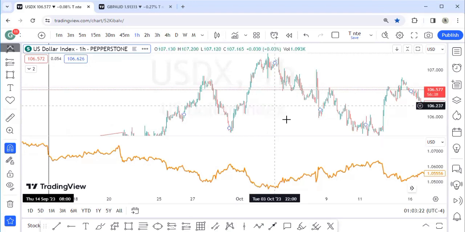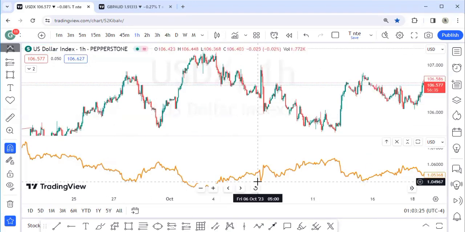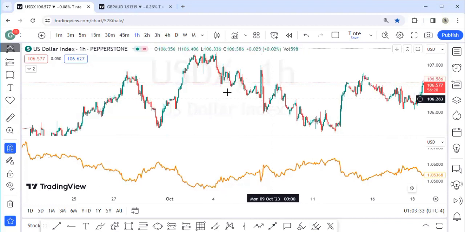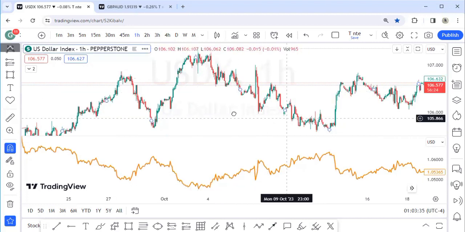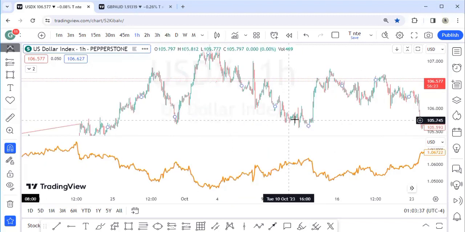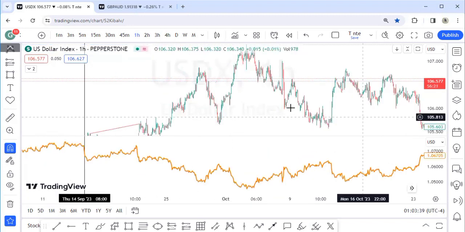So anytime you see this cracking correlation, that's also referred to as an SMT divergence, right? What they refer to as SMT divergence. So can you see how they're moving in the opposite direction? Let's take a look at it.